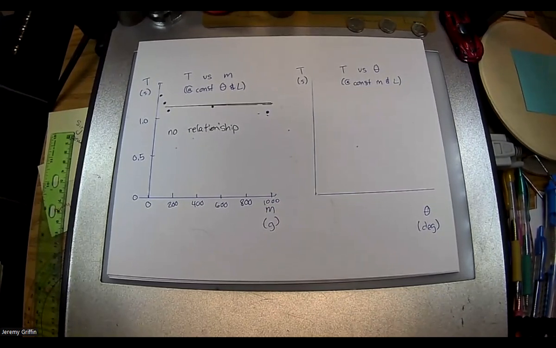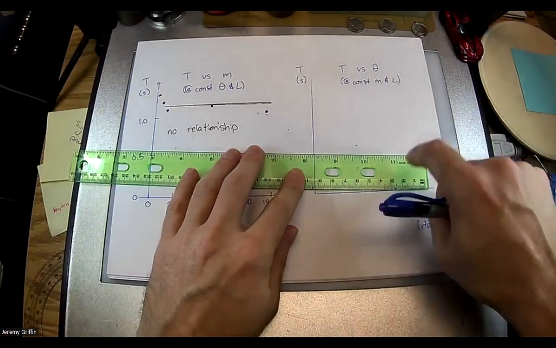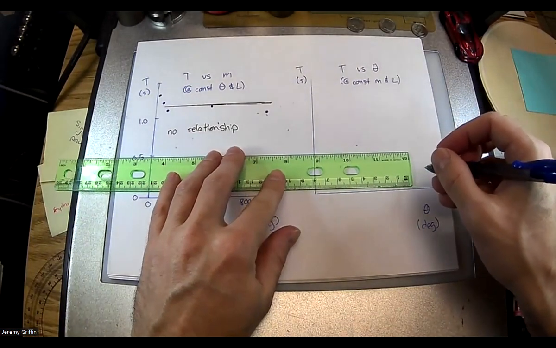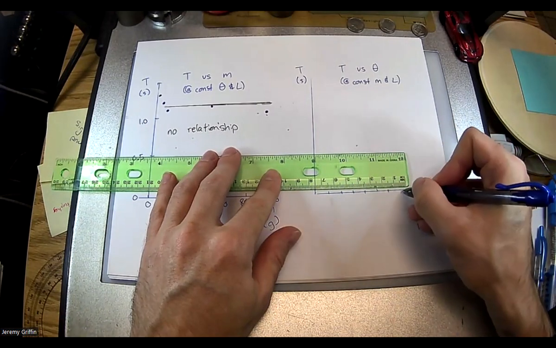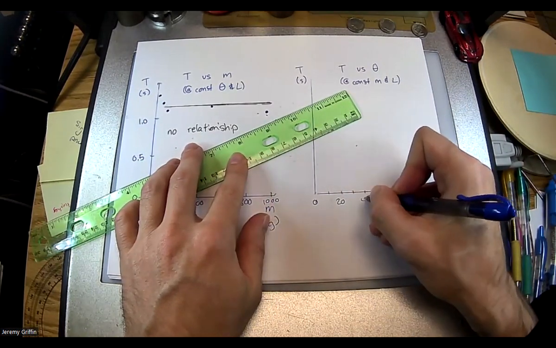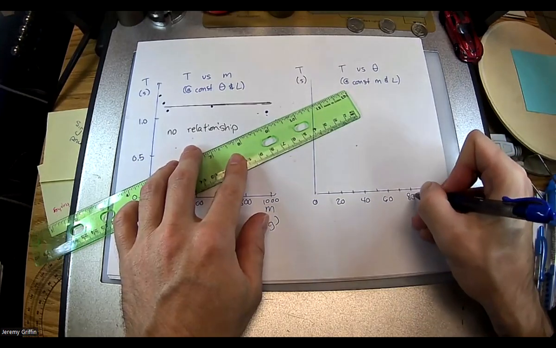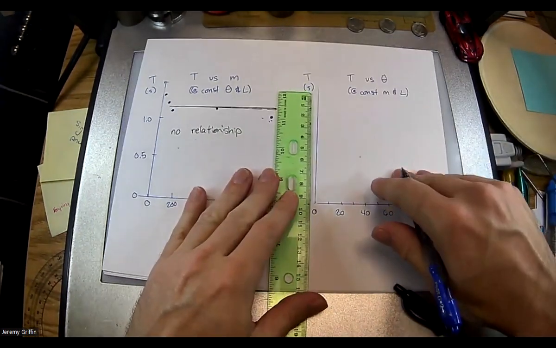All right, how about let's get another volunteer. How about Adam? What different angles did you use? What was your largest angle? Our largest angle was 75 degrees. 75 degrees. All right. So let's go 0, 20, 40, 60, 80 degrees. And for 75 degrees, how much time did that take to swing back and forth? On 75, it took 1.56 seconds.